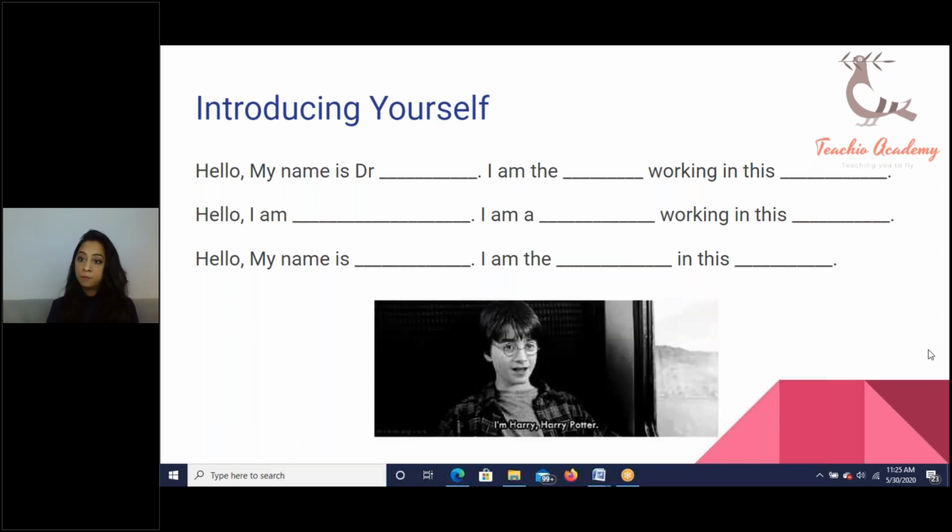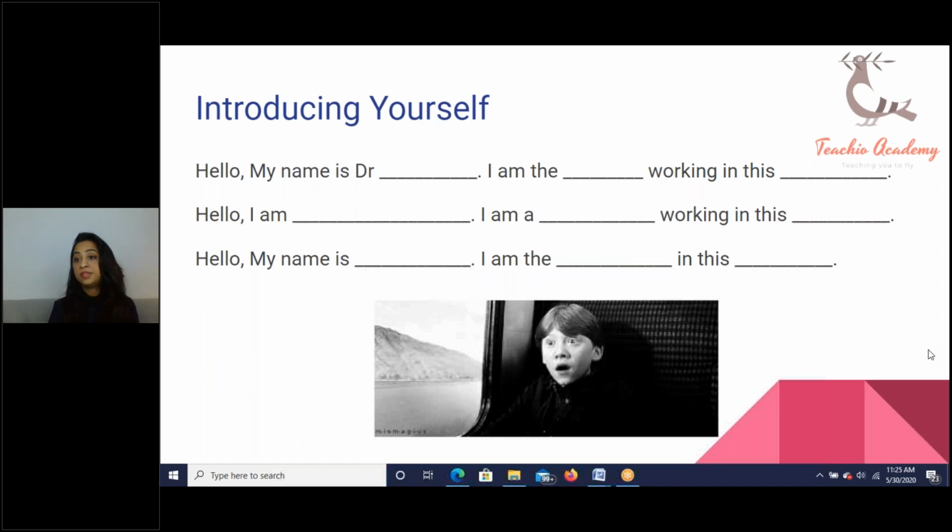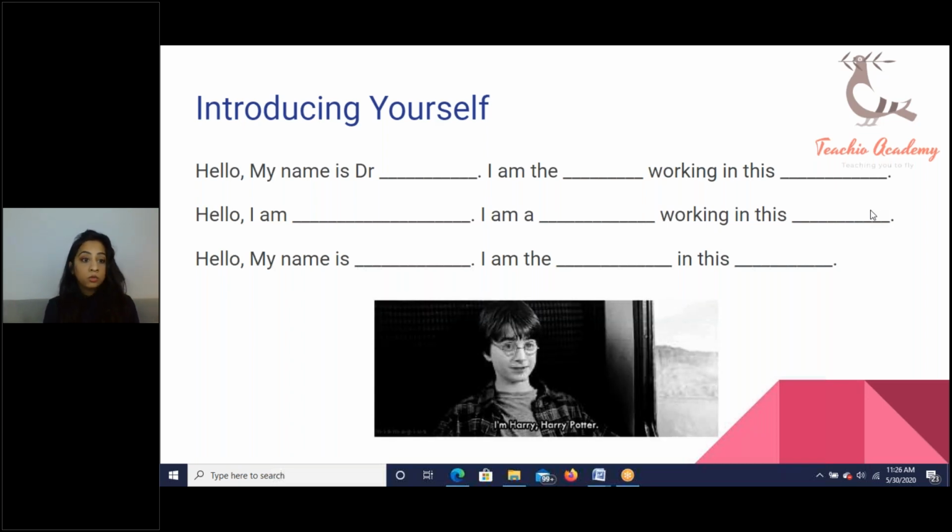So if there's one particular person in that setting who's going to have that designation, then you're going to write, I am the consultant working in this clinic. Or if you want to say that I'm a doctor or a nurse working in this clinic. Okay. So lots of variations. So you can use either "my name is" or "I am", and then you may write "I am a doctor working in this clinic", or "I am the GP in this clinic".